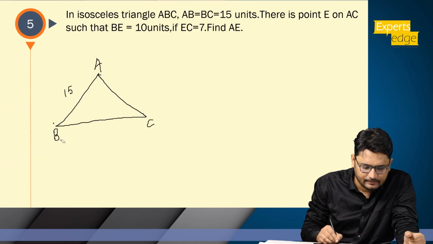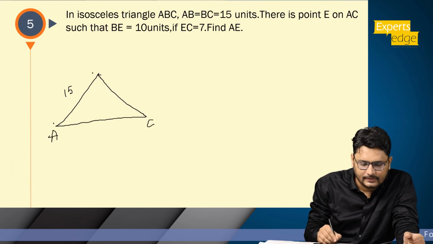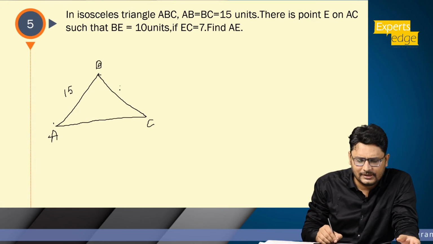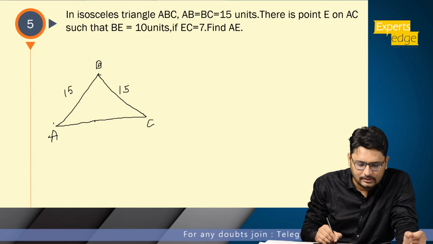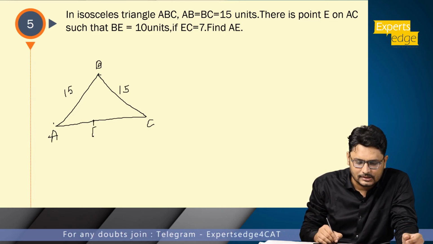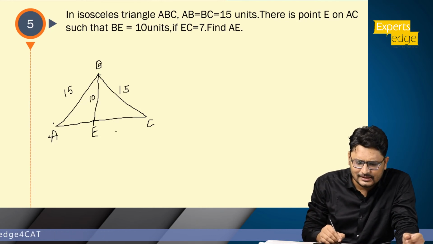Let me take A here, and this is B. Okay, just for orientation. So AB is 15, BC is also 15. Right? Now there is a point E on the BC somewhere here. He has not given where it is. This is E. Okay, but he has given the lengths. BE length is 10. EC length is 7. And what he is asking is AE.